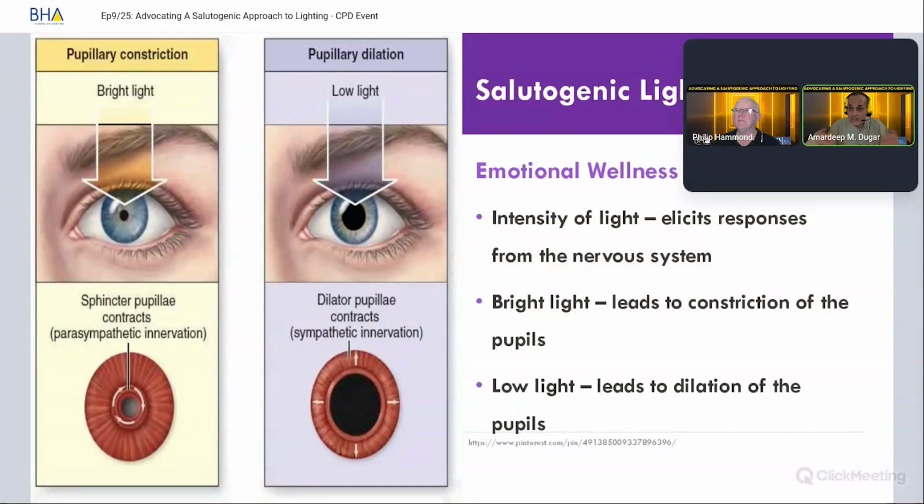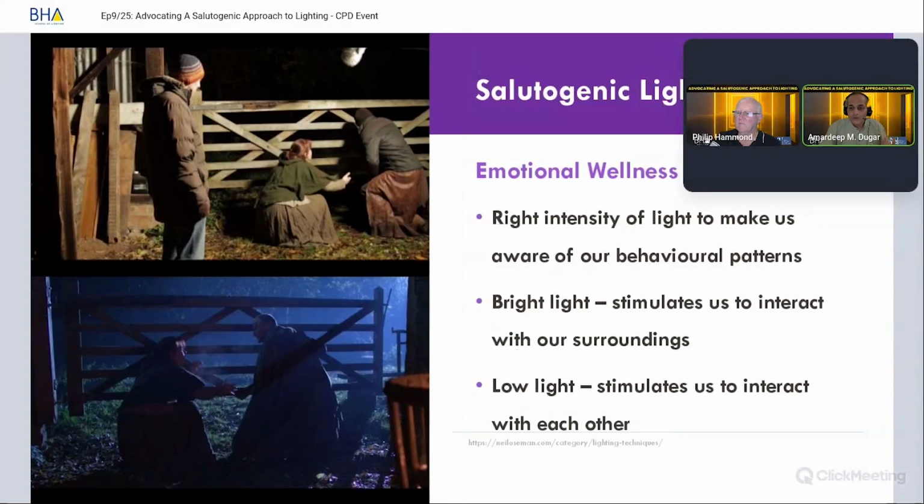So, what it literally means is that bright light is for your parasympathetic nervous system, which is your immobilization or your social interaction, and dim light is for your sympathetic nervous system, which is more for your flight or fright, your mobilization. Now, from a design point of view, how all this plays together. So, the right intensity of light makes us aware of our behavioral patterns. So, emotional wellness is directly linked to the intensity of light. So, bright light stimulates us to interact with our surroundings, and low light stimulates us to interact with each other.